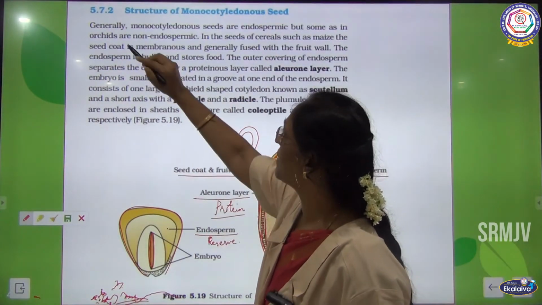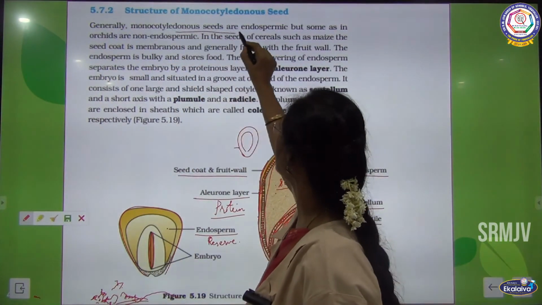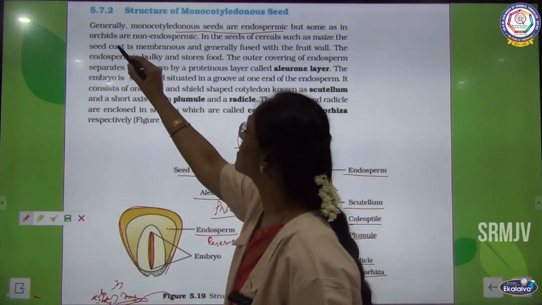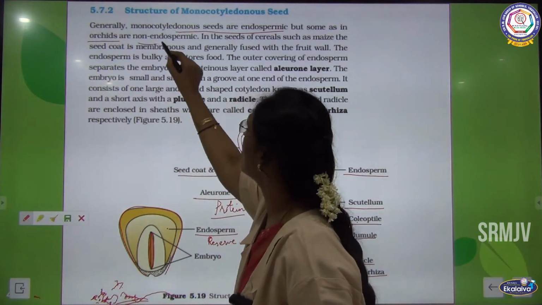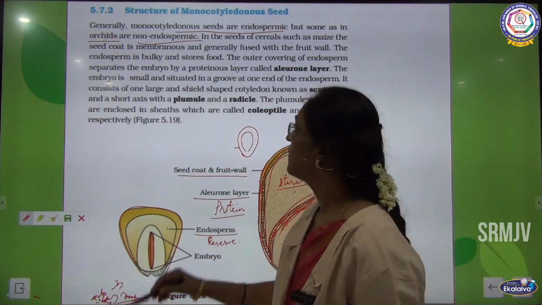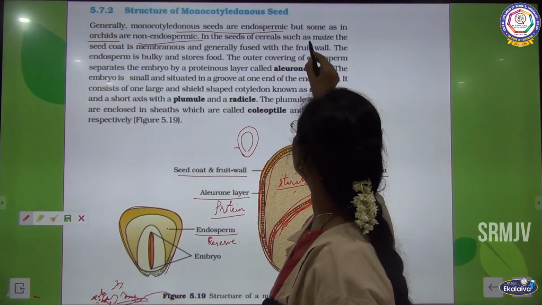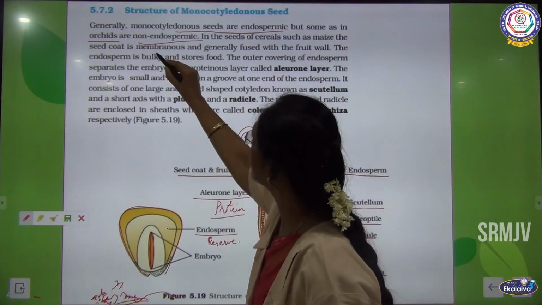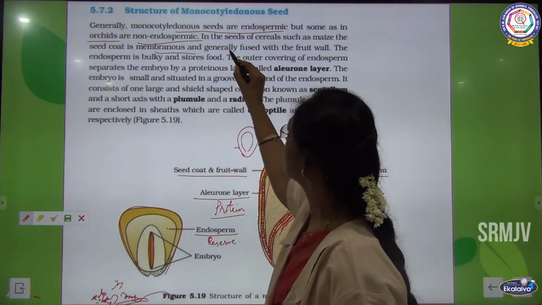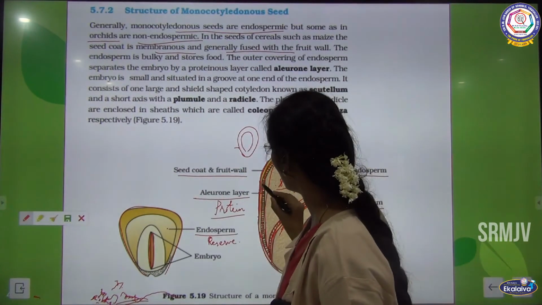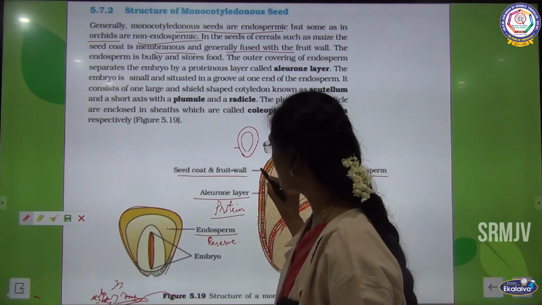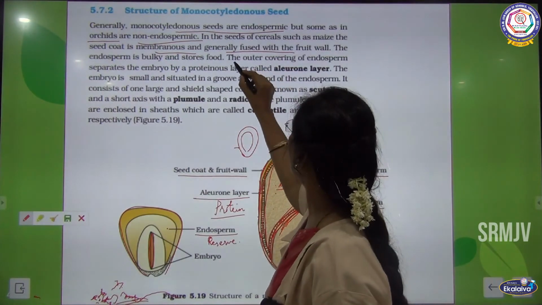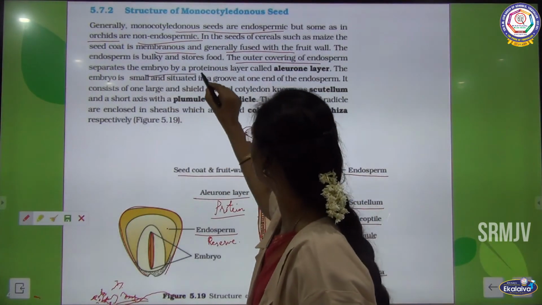If you see the explanation here, monocotyledon seeds are generally endospermic, but in some, like orchids, the seeds are non-endospermic. In maize, rice and so on, the seed coat is membranous and generally fused with the fruit wall. So the seed coat and the fruit wall are fused as a single layer, and the outer covering of the endosperm separates the embryo.